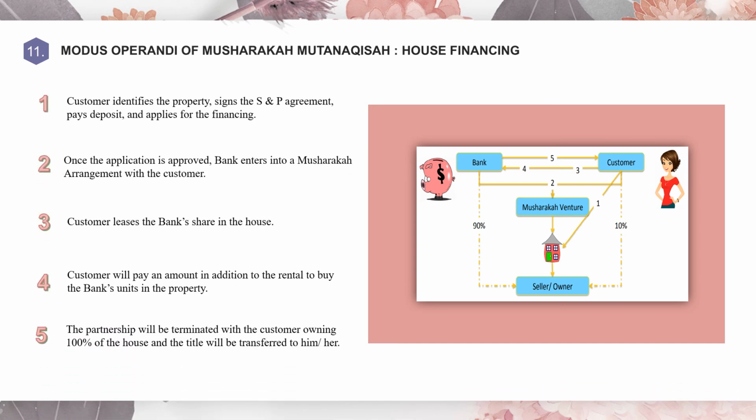This is a sample modus operandi of Musharakah Mutanakisah for house financing. First, customer identifies the property, signs the S&P agreement, pays deposit, and applies for the financing. Second, once the application is approved, bank enters into a Musharakah arrangement with the customer. Third, customer leases the bank's share in the house. Fourth, customer will pay an amount in addition to the rental to buy the bank's unit in the property. Lastly, the partnership will be terminated with the customer owning 100% of the house and the title will be transferred to him or her.